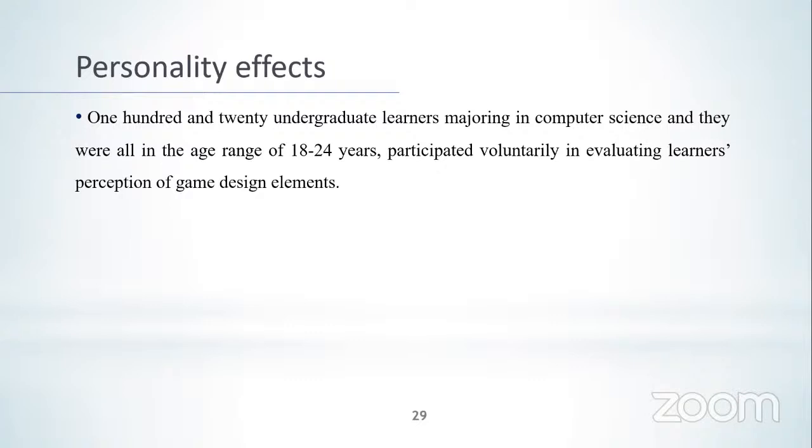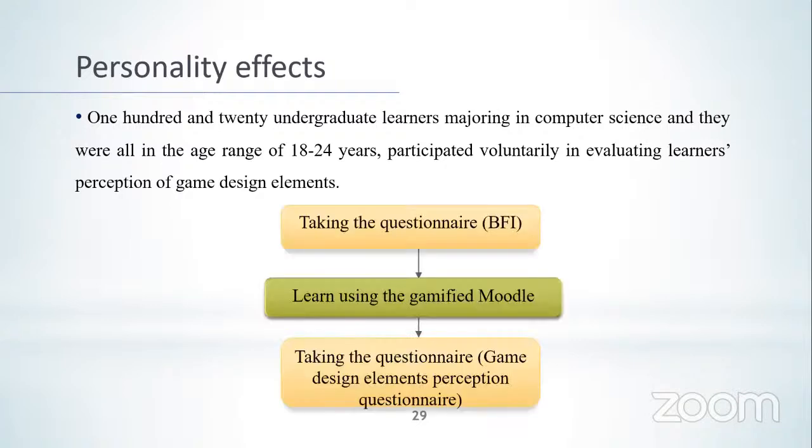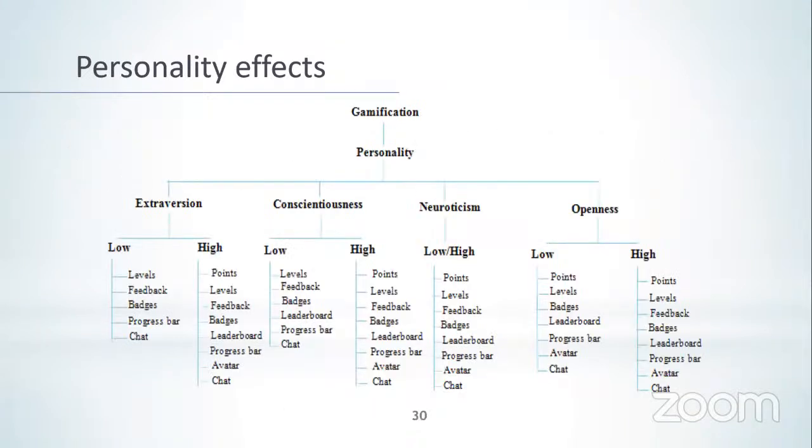Another experiment was conducted here with 120 undergraduate learners majoring in computer science. So here learners took the Big Five inventory questionnaire, which is used to identify learners' personalities. After that, they learned using the gamified model. And finally, they took the game design elements perception questionnaire. So here results showed that personality has different effects on learners' perception of the 8 implemented game design elements.